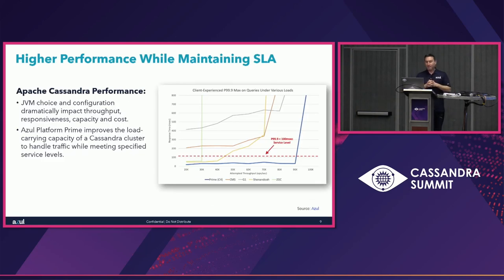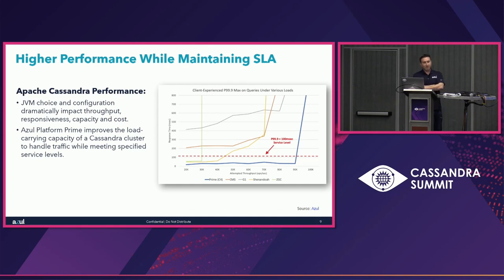Now, when it comes to maintaining SLAs in Apache Cassandra performance, Cassandra is very much scalable, and getting the best performance you can out of it is very much relevant to the hardware that you're running on, but also your choice of JVM. Cassandra cannot run without Java. So here's a benchmark that we did on the right, where the blue down there is Prime, which is running below the dotted line, which is our SLA at P99.9, less than 100 milliseconds, and some of the other flavors that you have there, including CMS, G1GC, Shenandoah, and ZGC.